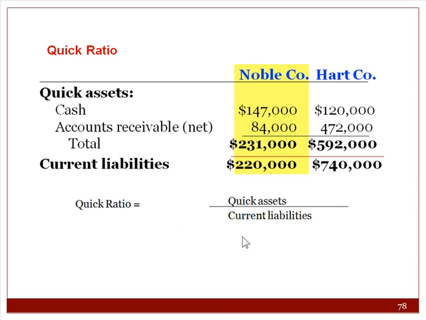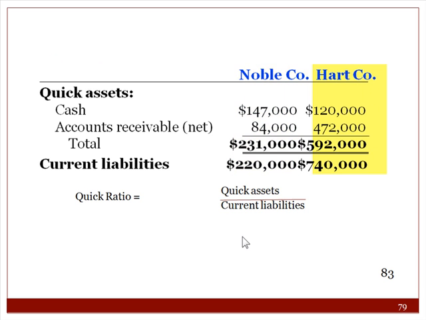So let's do Noble first. Noble has a 1.05, and anything over 1 in the industry is deemed to be good. Hart has a 0.8, so Noble has a better chance of paying off current liabilities than Hart does.